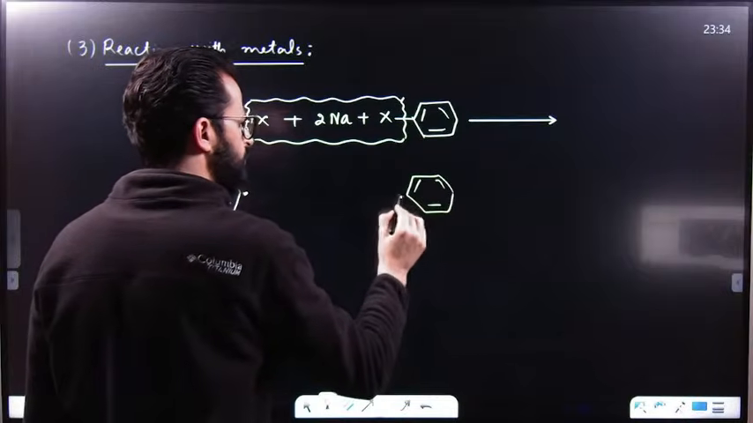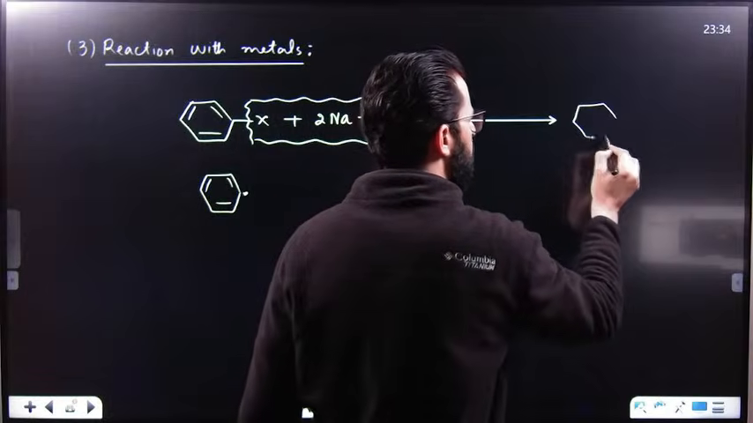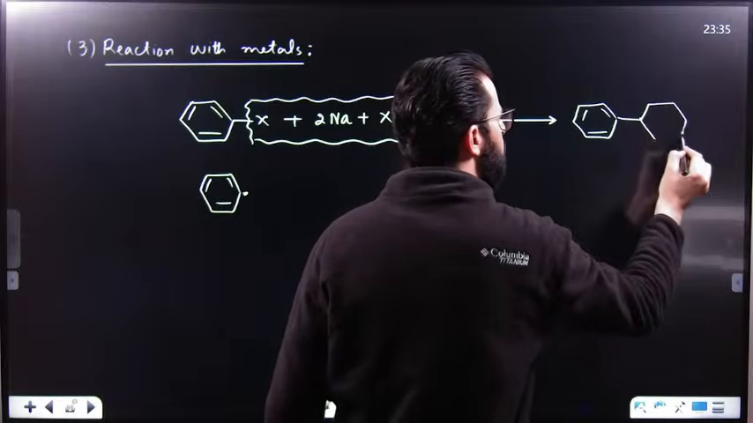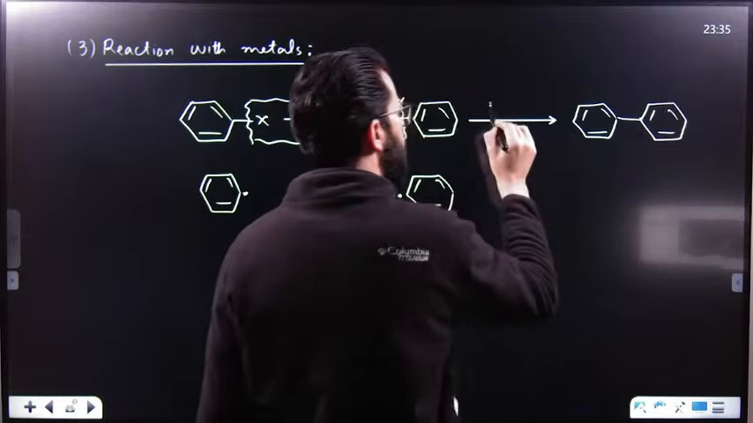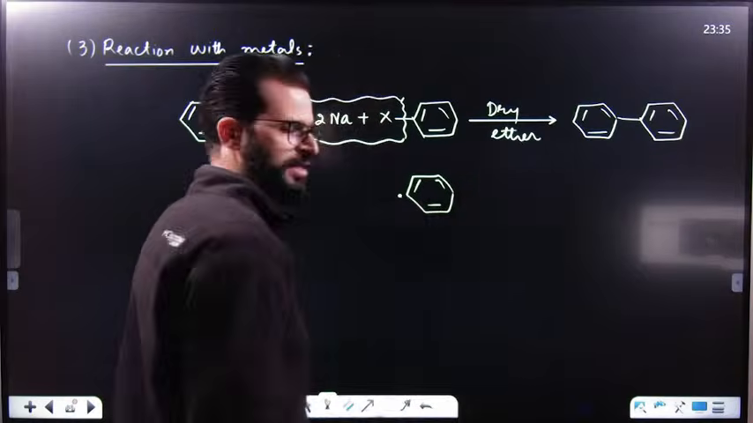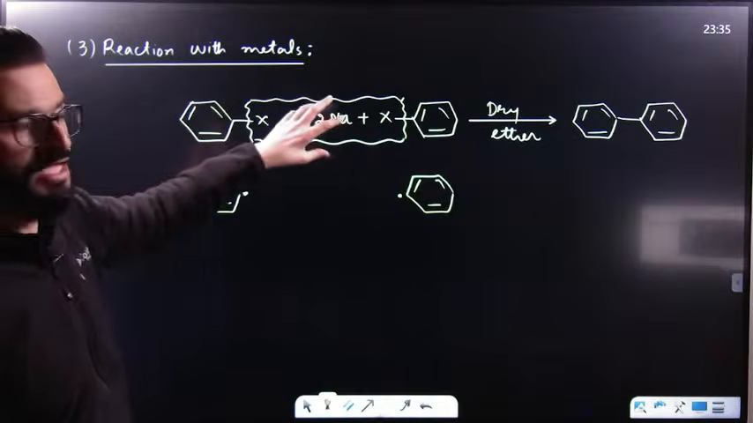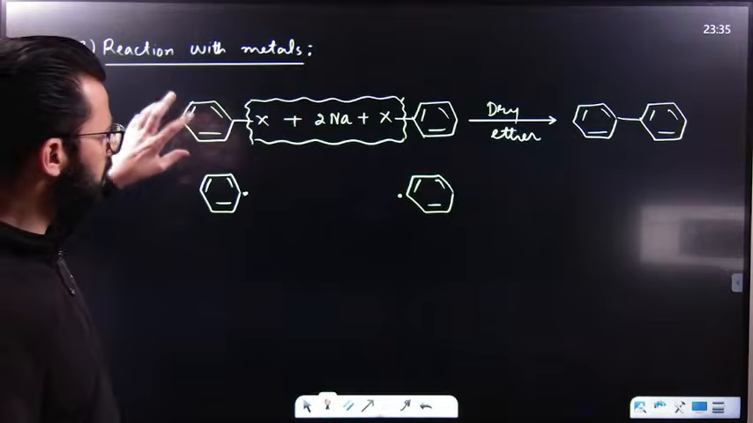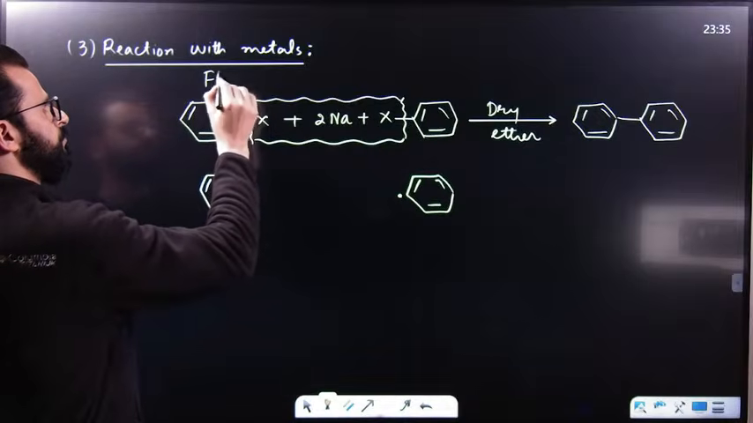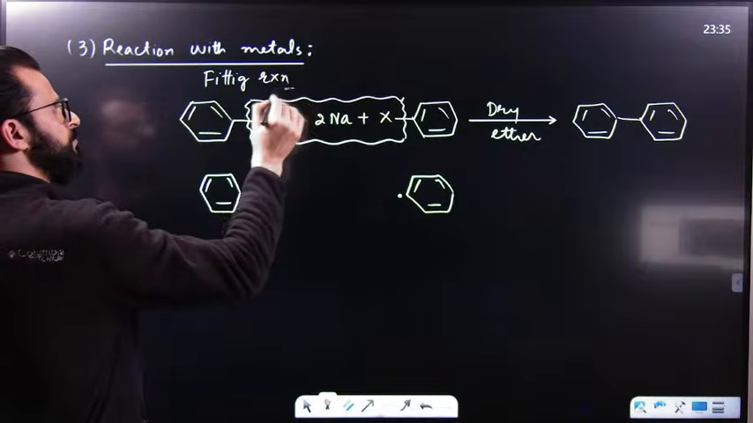This is the trick. So, this radical and this radical will combine and it will result in the formation of biphenyl when the reaction takes place in presence of dry ether. So, this is similar to Wurtz reaction, but the only difference is that Wurtz reaction was reaction of alkyl halide with sodium. This is a reaction of aryl halide with sodium. So, this is known as Fittig reaction.